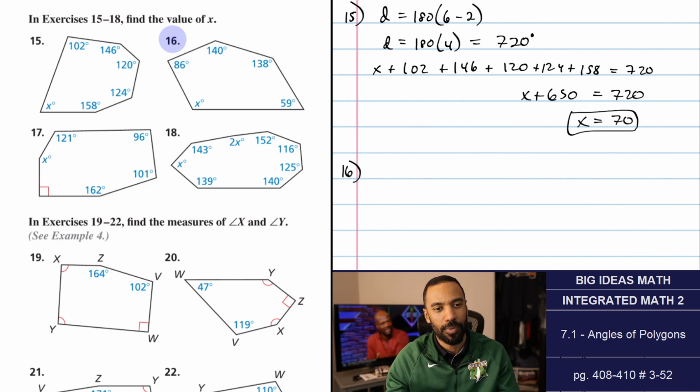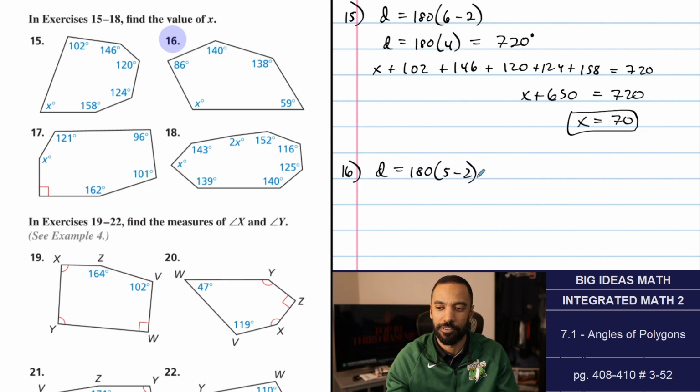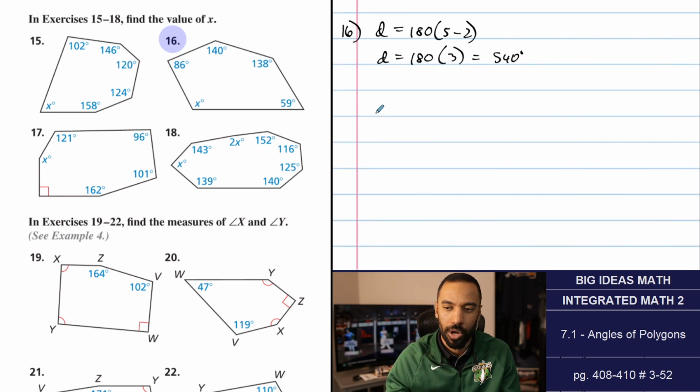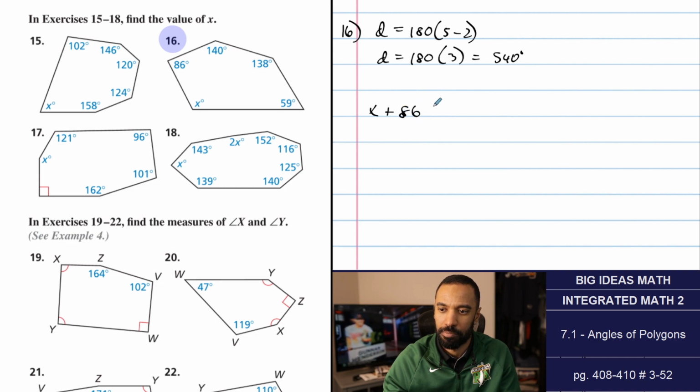All right, number 16, we have a 1, 2, 3, 4, 5-sided shape. So this time, 180 times 5 minus 2. We saw this in our very first example, I believe, was 540 degrees, or at least 3 180s. So 540 degrees. So let's add those together. The less angles, the better, especially when it comes to me not using a calculator.